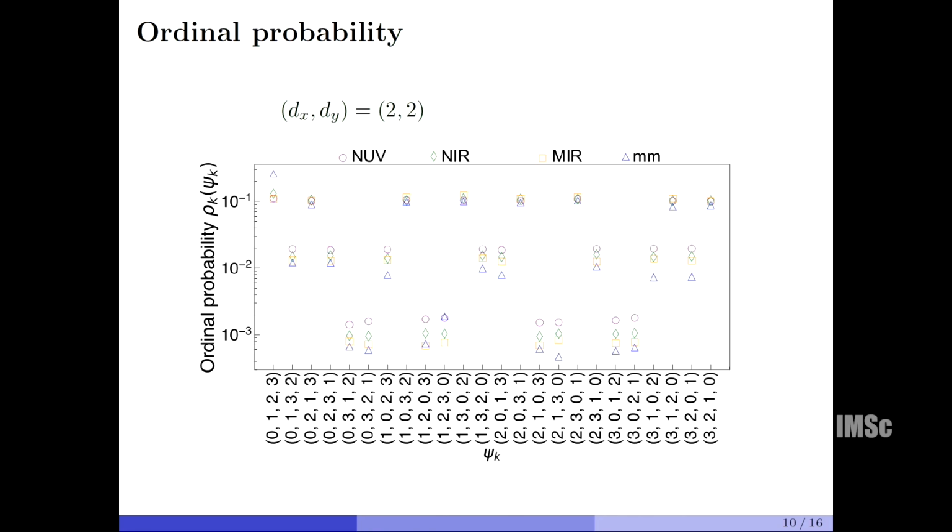Okay, so it's good to take a look at the ordinal probability. The ordinal probability I am showing here is for the case of 2 cross 2, and the circle, diamond and so on represent different wavelengths. Clearly you can see that, if I just focus on the circle 1, they are clearly differing from the equiprobable distribution, and the idea is to measure how far away from the equiprobable distribution it is.